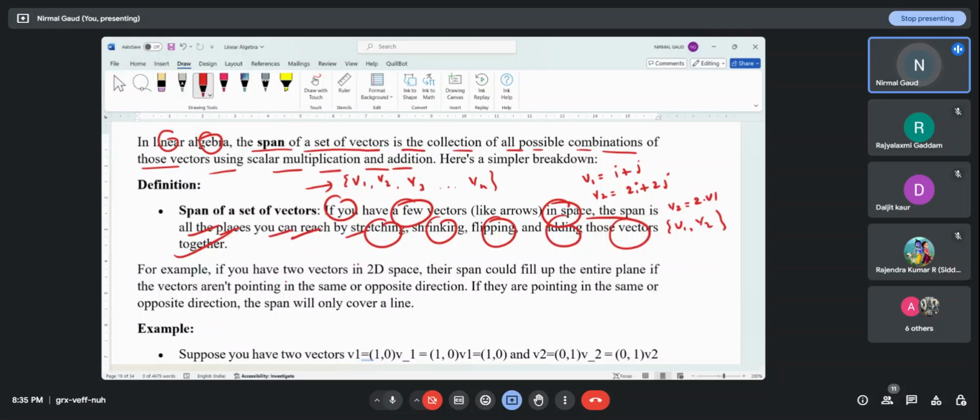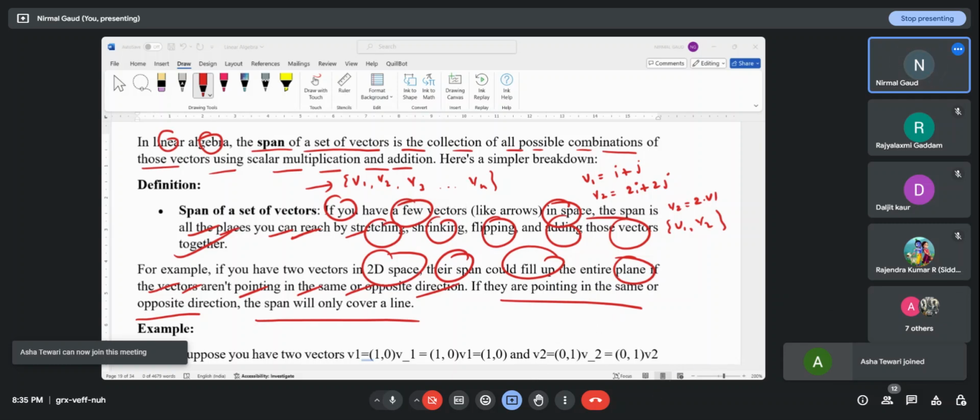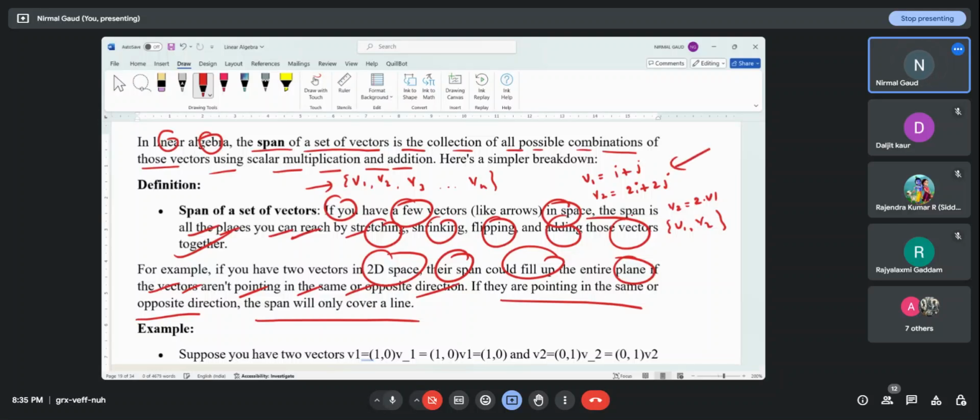So if we have 2D space, their span could fill up the entire plane if the vectors aren't pointing in the same or opposite direction. If they are pointing in the same or opposite direction, then the span will cover a line. If they are pointing in the same direction, then we can have a span like this only. All right.